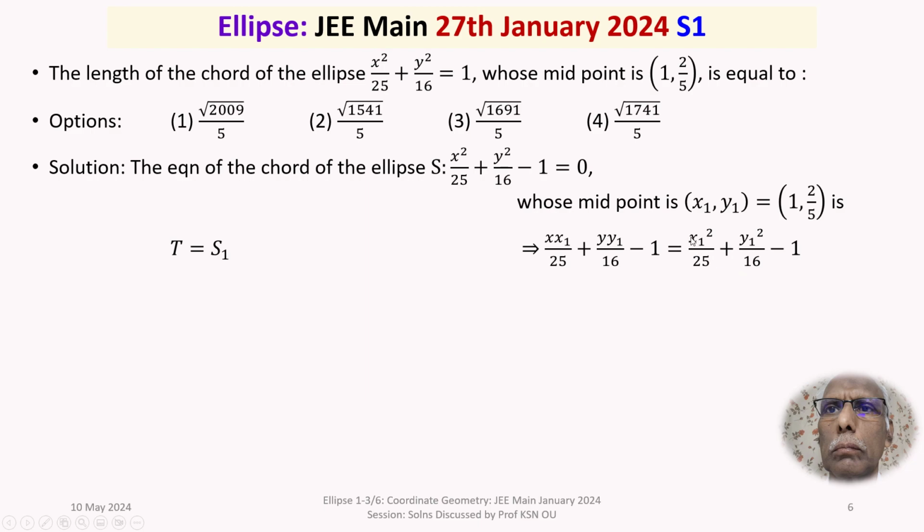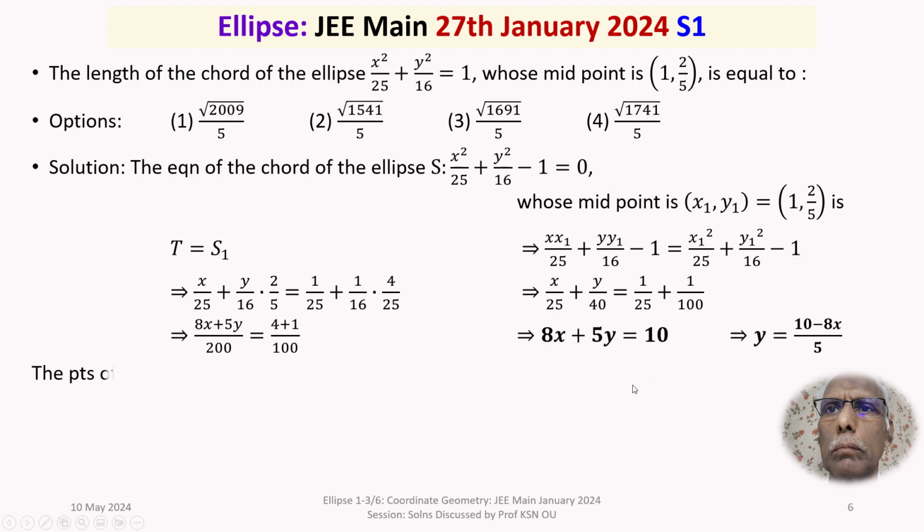In the equation of S, put x is equal to x1, y is equal to y1. Then you will get x1 square by 25 plus y1 square by 16 minus 1. Minus 1 plus 1 cancels. For x1, substitute 1, and for y1, substitute 2 by 5. Then the equation becomes this one. On simplification, we will get x by 25 plus y by 40 is equal to 1 by 25 plus 1 by 100.